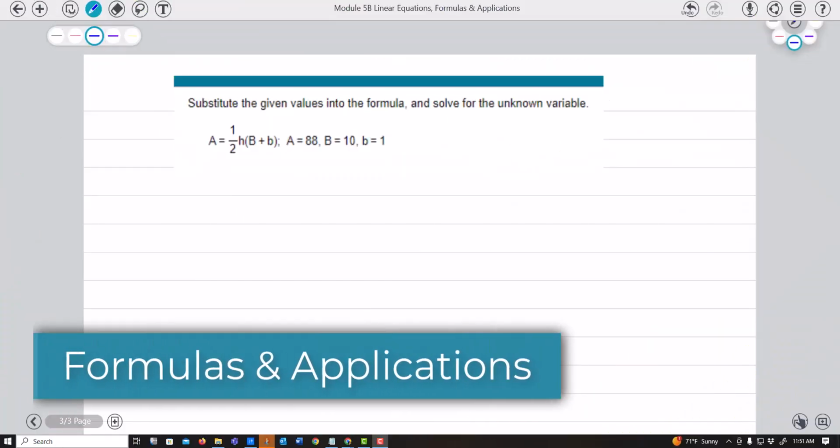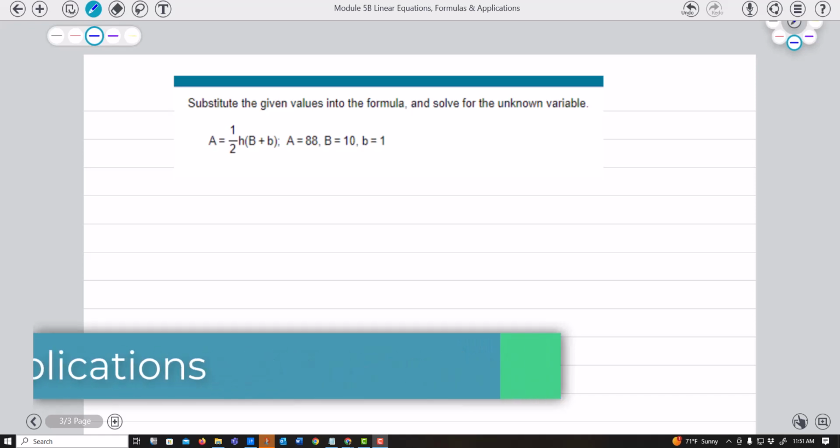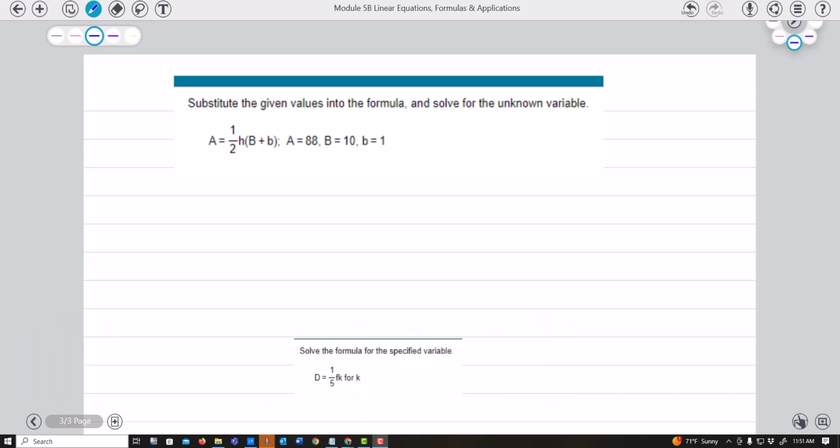Okay, this starts the second part of Module 5B, and we're given a formula, which is just simply an equation, but typically has meaning for an application. And it says first substitute the given values. So I have A is going to be 88, B is going to be 10, and little b is going to be 1. And then it says solve for the unknown variable, which will be h.